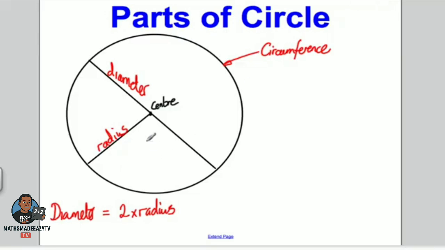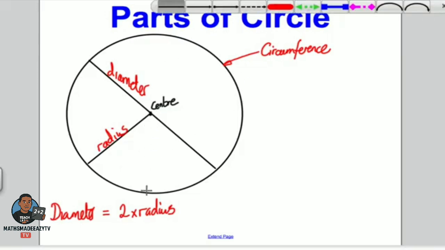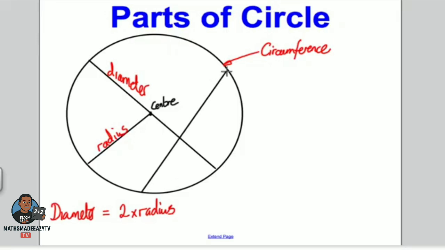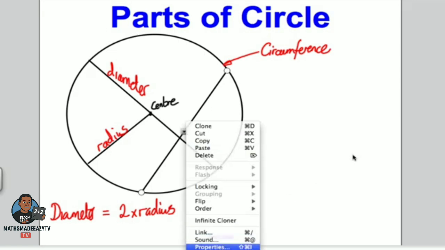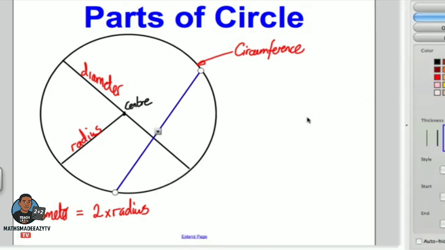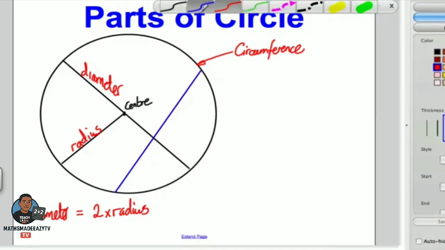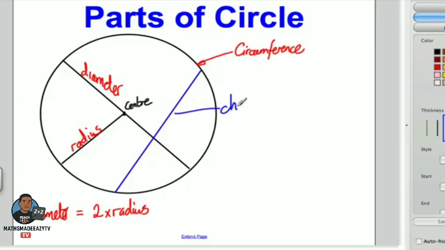So a line that cuts a circle but does not pass through the center of the circle is called a chord. Inasmuch as the line does not pass through the center of the circle, it is called a chord. So I'm using a blue line to identify the line to be a chord.